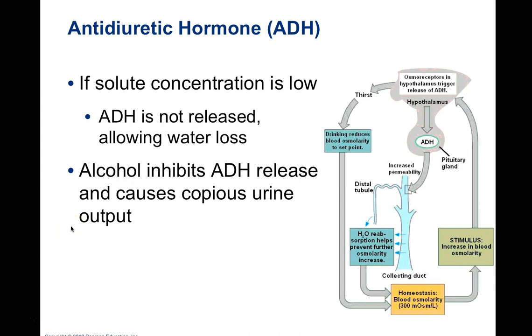Now, what happens if our solute concentration within our blood is low? An example of this would be when we are overhydrated. So at this point, ADH will not be released. Within our hypothalamus, we would have inhibitory signaling, and so that would not cause a release of ADH from the posterior pituitary gland. Without that release, those aquaporins will not be synthesized here in the distal convoluted tubule and collecting duct, and water stays within these tubules of the kidney and will get excreted as urine.